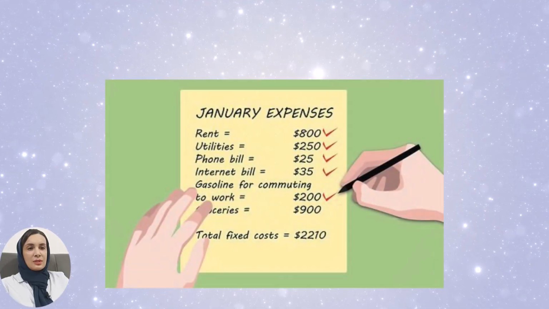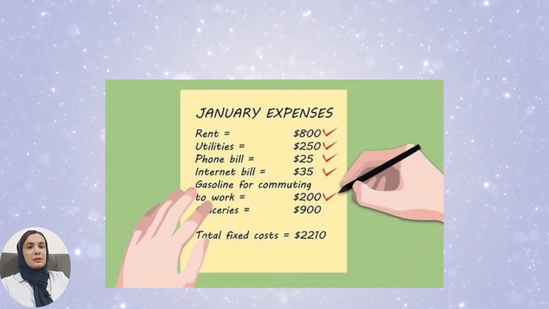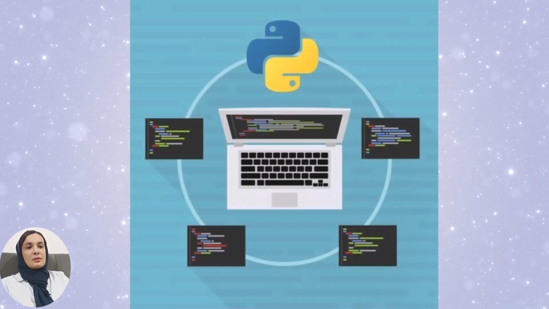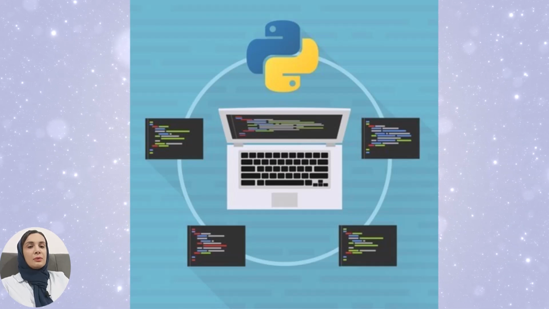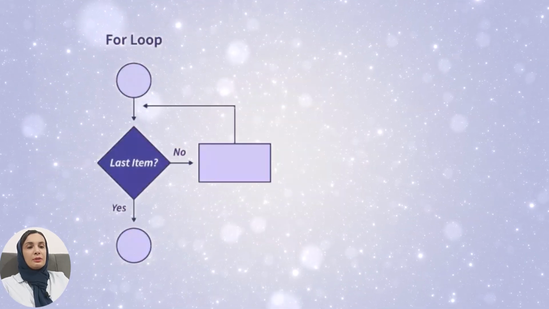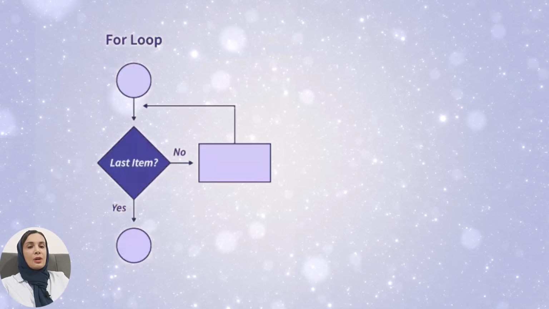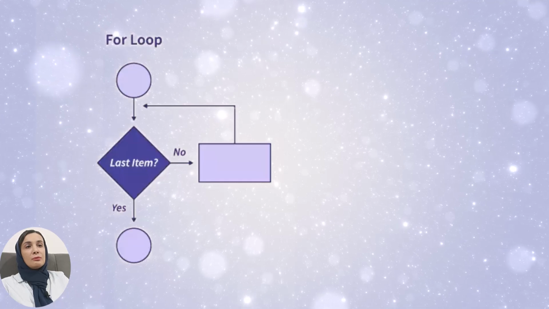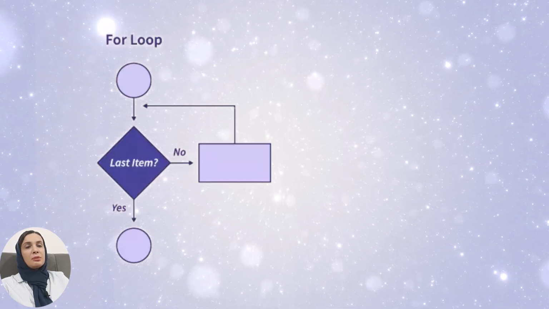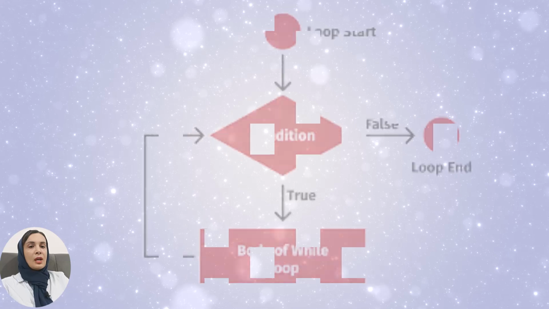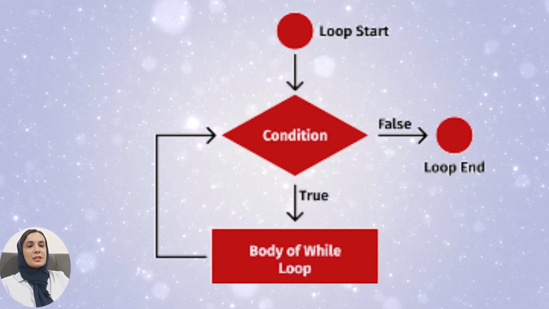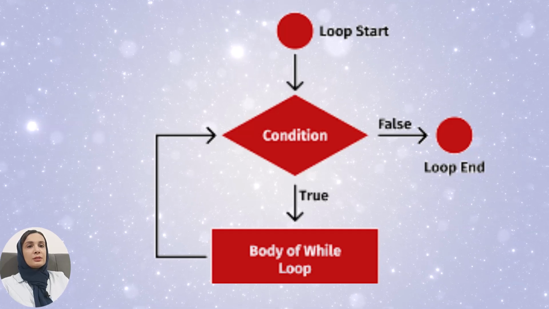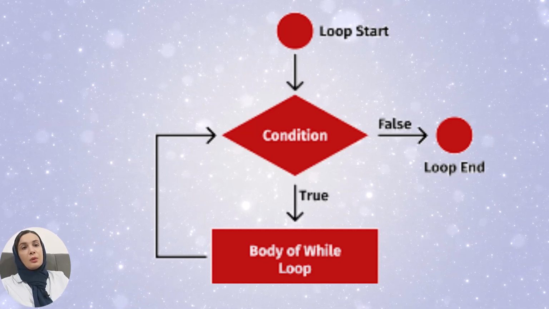Let's allow the user to enter multiple expenses instead of a fixed list. This is a repeating task. We can use a loop. In Python, we learned one type of loop before. In the last video, I showed you the for loop. The for loop is good when we know how many times to repeat, but now we don't know. We want to ask the user to enter expenses one by one until they say they are finished. So we will use a while loop.